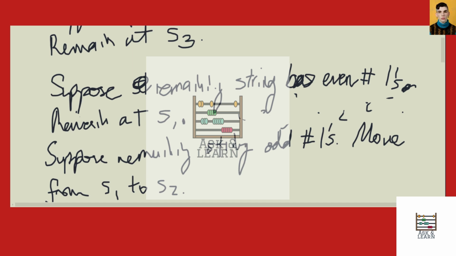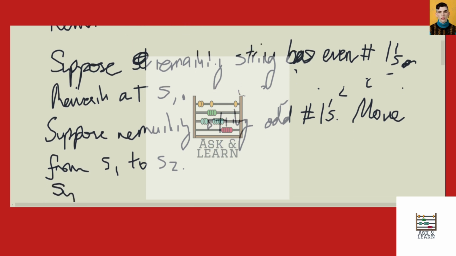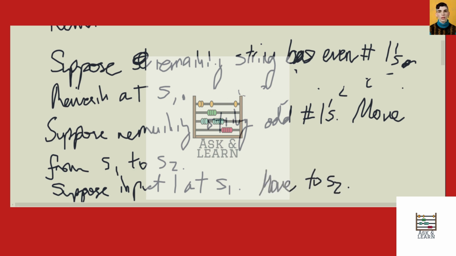We can kind of break this down a little bit. So what this really means is, suppose that we're at S1 and the input is a 1. Then originally I had an even number of ones, so we're going to move from S1 to S2. And of course, if the input is 0, otherwise we're going to remain at S1.